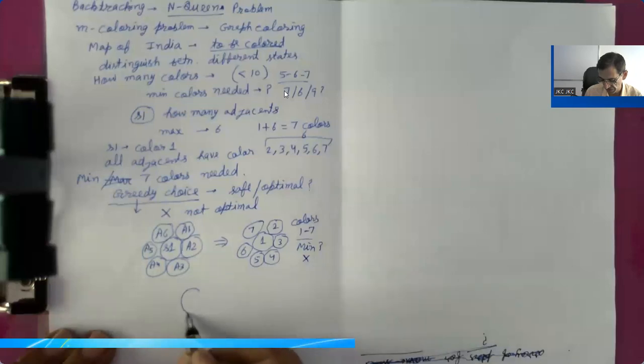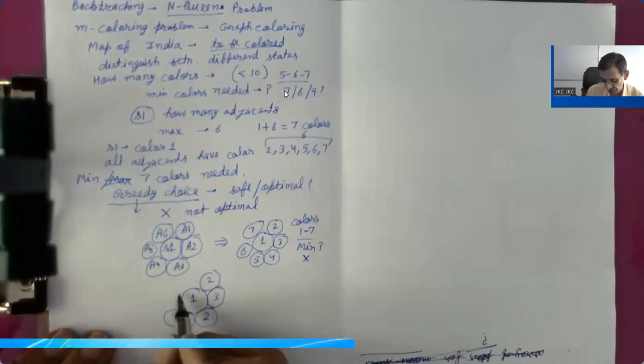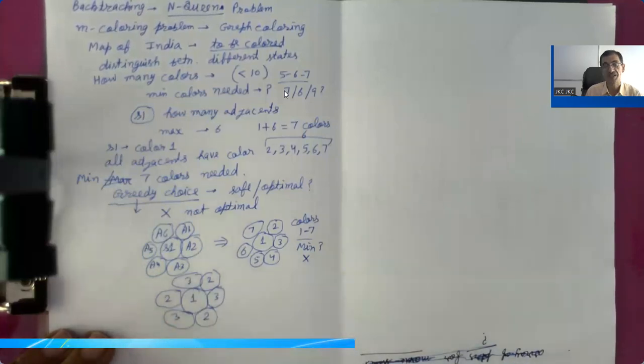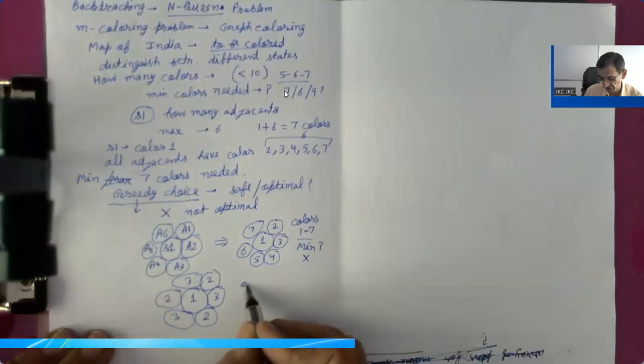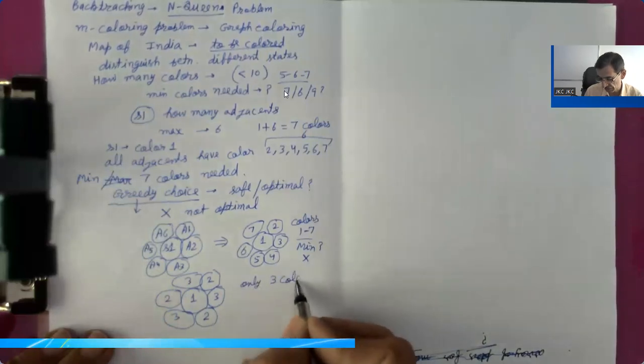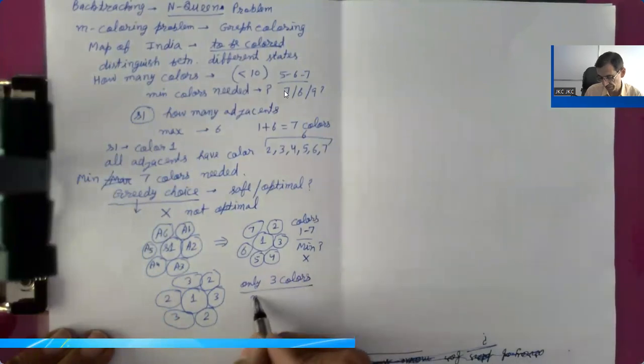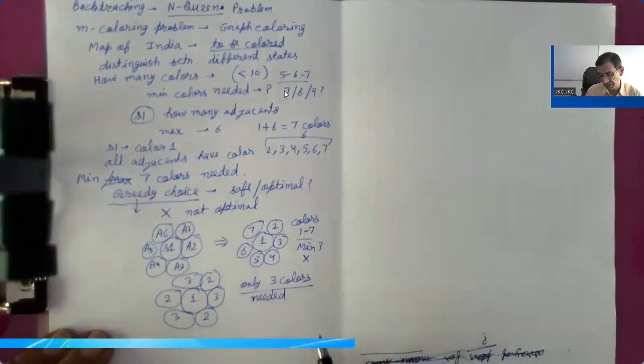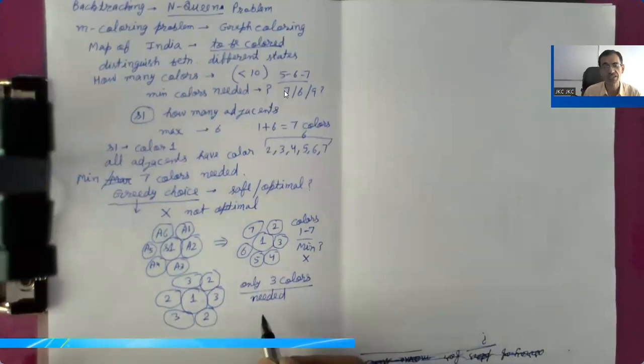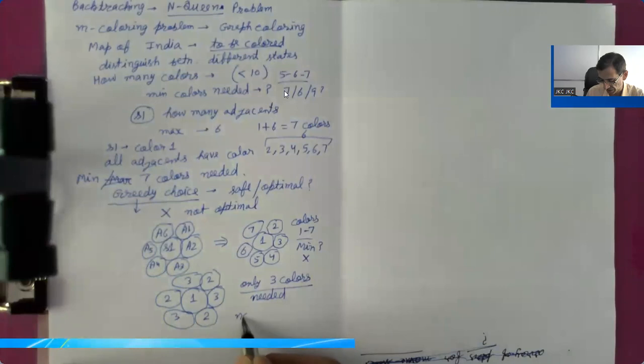The reason is, I could easily say this is color 1, let this be colored 2, this be colored 3, this again colored 2, this again colored 3, this again colored 2, this again colored 3. Only 3 colors needed here, and still all boundaries are distinguishable. So the greedy choice I made was not the best logic. It's not a greedy algo; greedy algo is not suitable.